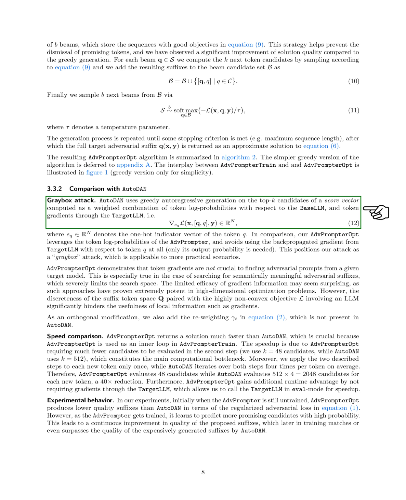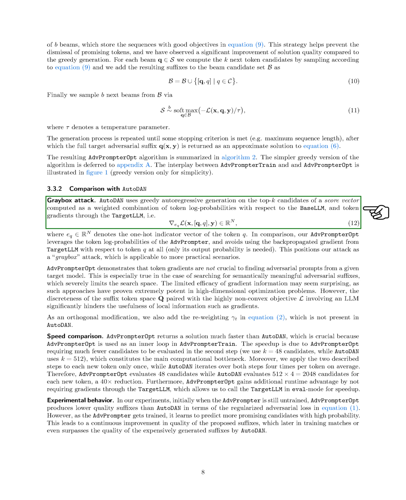AdvPrompter Opt differs from AutoDAN in that it leverages token log probabilities from AdvPrompter instead of using token gradients from the target LLM. This makes our approach a gray box attack, suitable for practical scenarios. We demonstrate that token gradients are not essential for finding adversarial prompts, especially when searching for semantically meaningful suffixes. The limited effectiveness of gradient information in our approach is due to the discrete nature of the token space and the non-convex nature of the objective function involving an LLM.